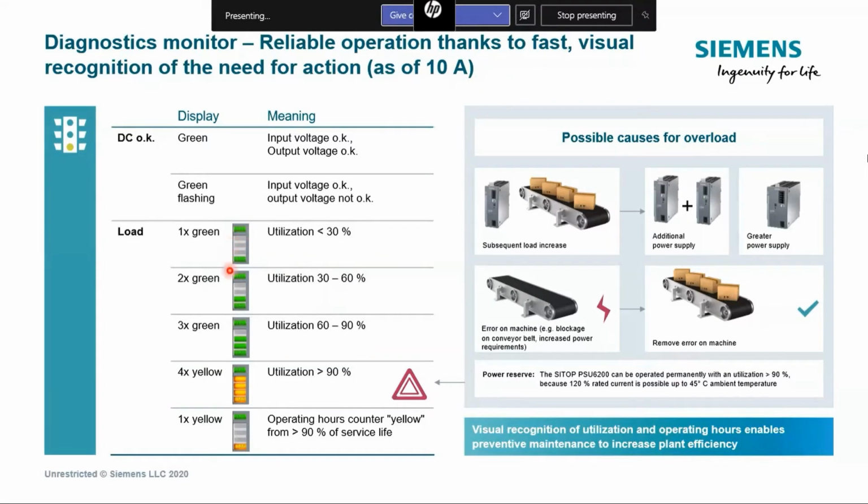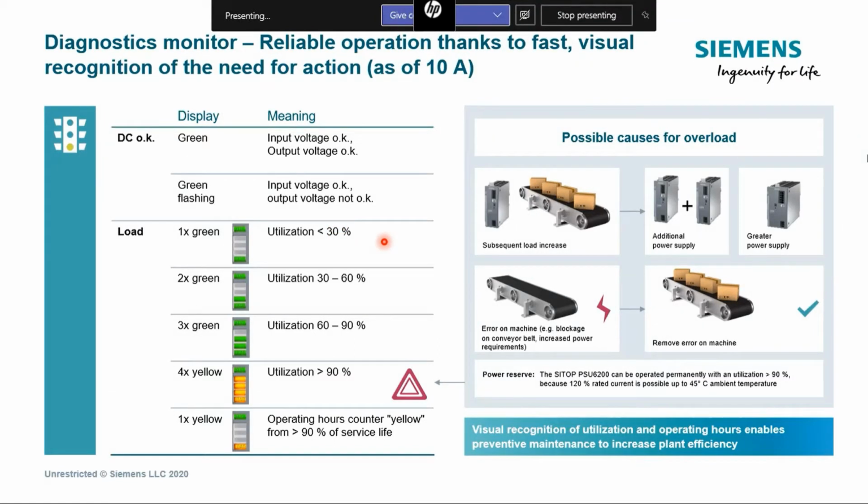So let's start with the LEDs. What does it mean? The DC OK LED is still there; you can see it here on the top. If it is green, then of course everything is okay. If it's flashing, then the output voltage is not okay, it's out of range. Now, the other LEDs you can see here are an indication of the output current. If one of them is green, this means you are utilizing the power supply below 30% of its rated current.